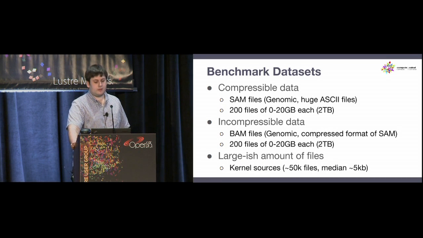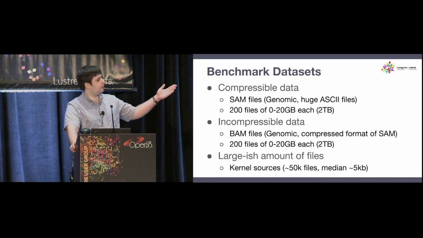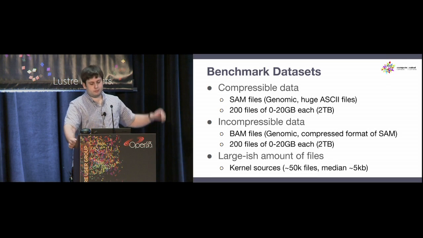So our data set, because it was genomic data that we're targeting, we use some files that are basically a big, gigantic ASCII file that compresses well. With LZ4, it goes to about 1/3 of the size. And we also have the incompressible data. The BAM file is basically the same file, but compressed, so the genomic file uses that.